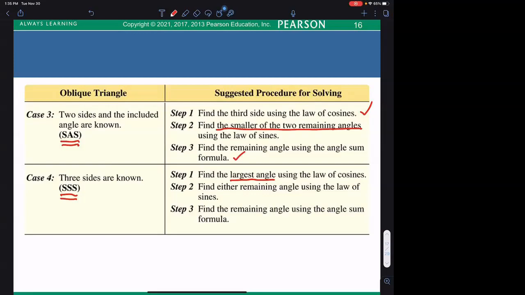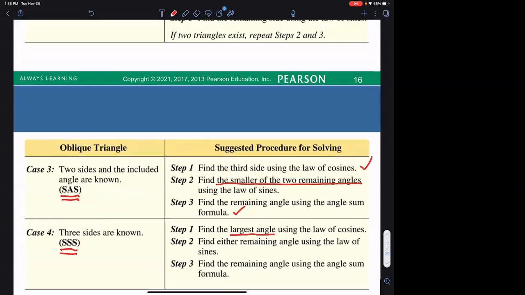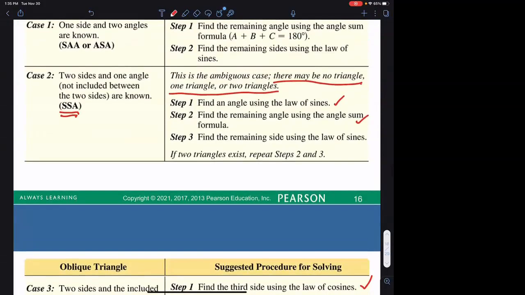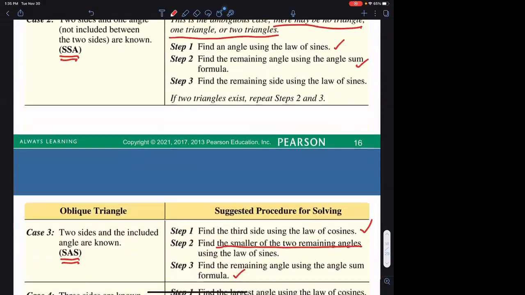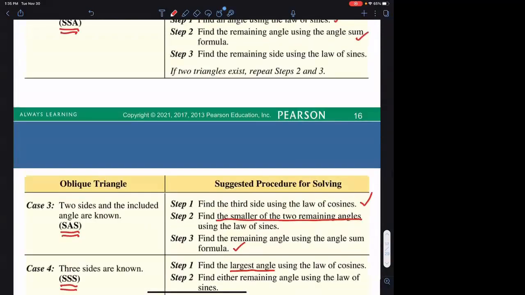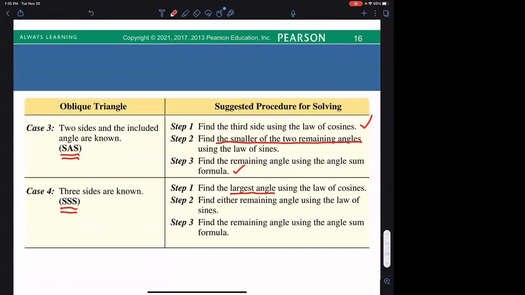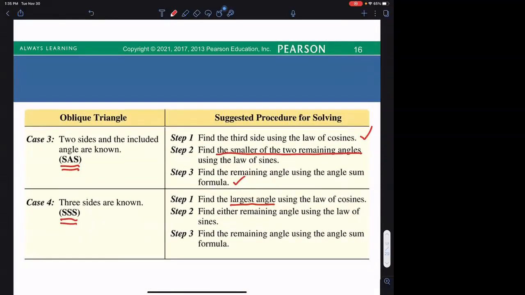So this is a nice overview with the suggested procedure for each of the 4 cases. And so when you are given a problem, now that we've done all of these, you might be given any one of these sets of 3 information bits about the triangle. You may be given all 3 sides. You may be given 2 sides and an angle that's not between them for case 2. And so based on which you're given, you then use the appropriate procedure and strategy to solve the triangle. And so this is a nice summary here.